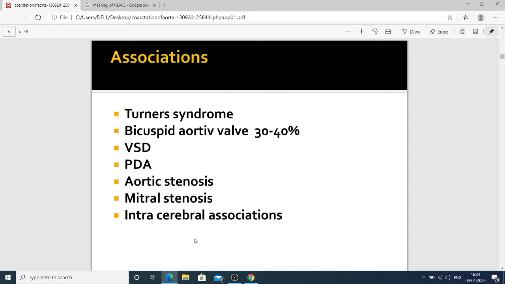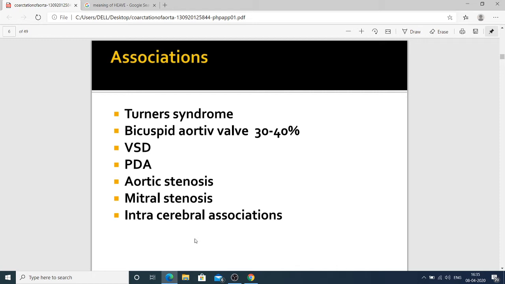Turner syndrome is a chromosomal disorder that affects only females, and it involves a lack of part or all of a second sex chromosome in some or all cells, and females suffering from this usually have shorter stature. Then bicuspid aortic valve, 30 to 40%. Usually three aortic valve leaflets are present in the heart, but in this condition there are only two leaflets instead of three.